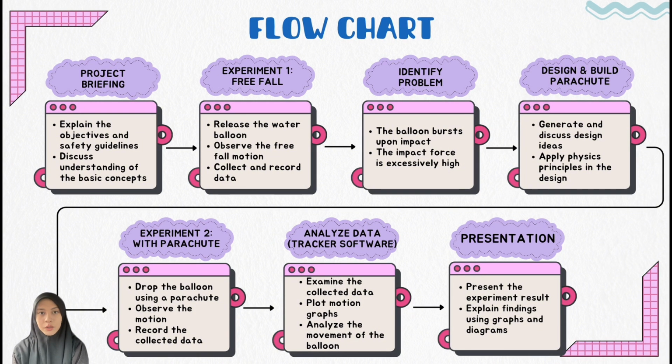Next, I will explain about the flowchart of the experiment project. The flowchart begins with project briefing, where the objectives, safety guidelines, and basic concept were explained. This is followed by experiment 1 to observe the free fall motion of the water balloon. The problem was identified when the balloon burst due to excessive impact force. A parachute was then designed and built using physics principles. Experiment 2 was conducted using the parachute, and the collected data were analyzed using tracking software. Finally, the results were presented using graphs and diagrams.